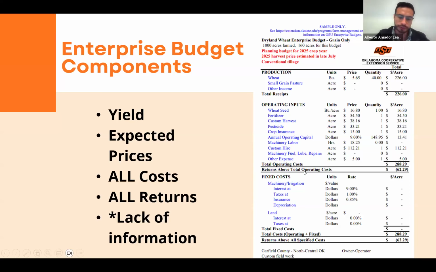And well, also we have all the returns above the operating cost, and the net profit, that is the returns above all the total costs. Now, these slides mention the lack of information, but I'm going to explain that in the next slide.